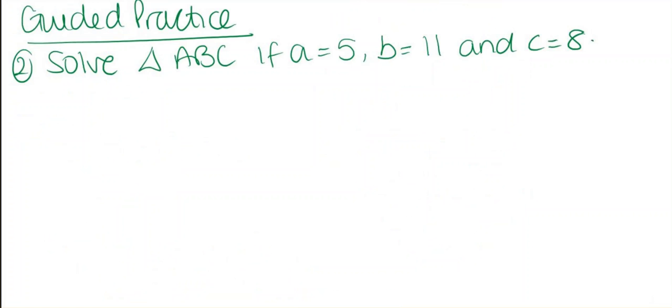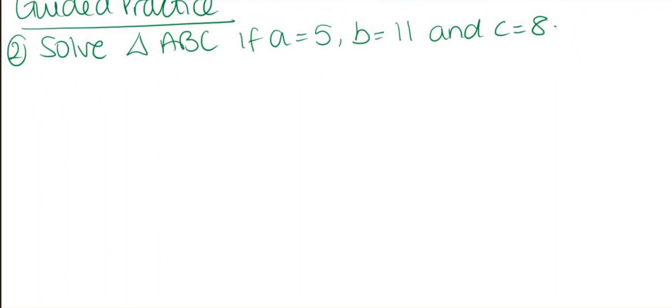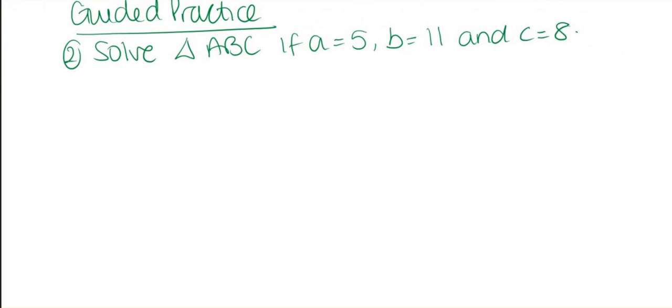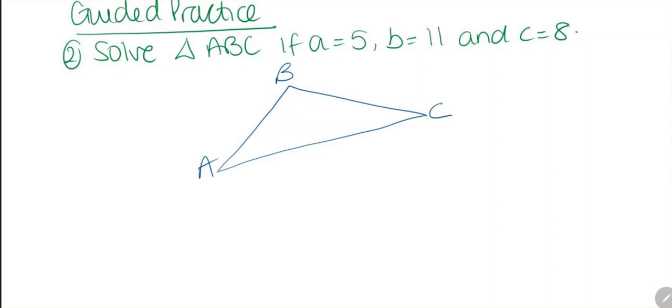So guided practice 2, solve the triangle ABC if a is 5, b is 11 and c is 8. So again we have a triangle where we know 3 of the sides and no angles. So opposite big A is little a, which is 5. Opposite B is little b, which is 11. And opposite big C is little c, which is 8.